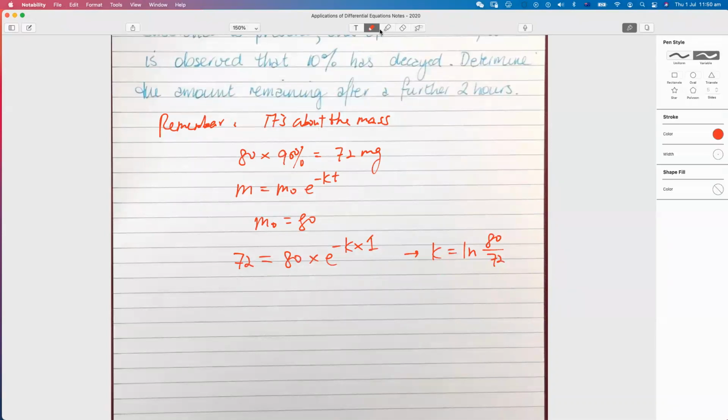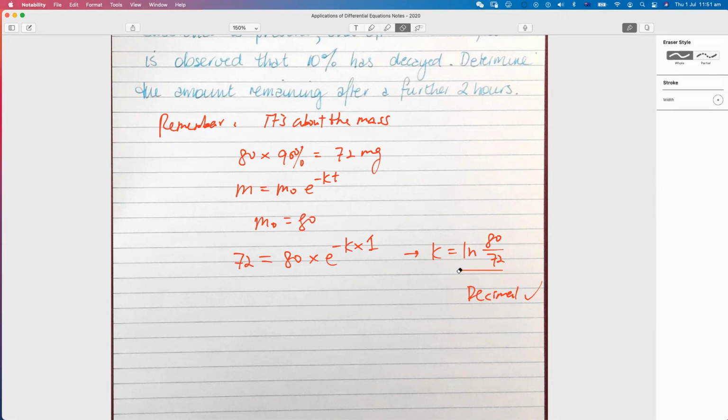Remember, you can leave this as a decimal, that's fine. Just make sure you don't round to whole numbers. You might round to about 4 to 5 decimal places to make it precise. There's not much use in this case because the natural logarithm of 80 over 72 is not hard to write, but sometimes your answer could be very ugly and complicated. If that's the case, you had better use a decimal.